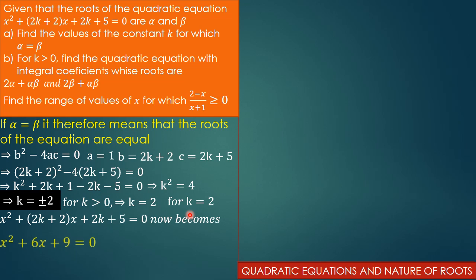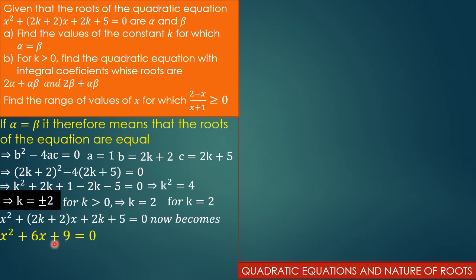Therefore, putting the value of k to be 2, we are going to have x squared plus 6x plus 9. Because k becomes 2, we are going to have 2k, that's 2 times 2, which is 4. 4 plus 2 is 6, we have 6x. Then 2 times 2 is 4. 4 plus 5 gives us 9, that is equal to 0.